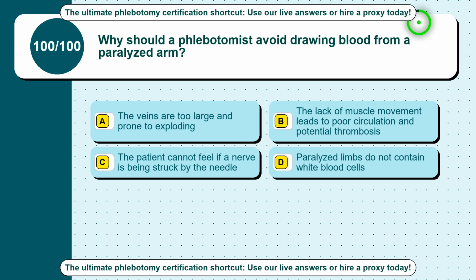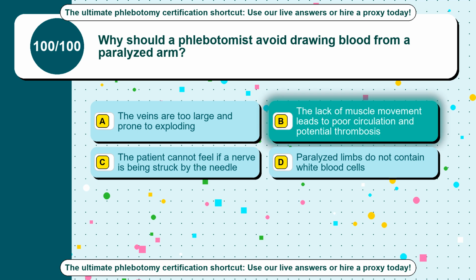Question 100. Why should a phlebotomist avoid drawing blood from a paralyzed arm? Option A. The veins are too large and prone to exploding. Option B. The lack of muscle movement leads to poor circulation and potential thrombosis. Option C. The patient cannot feel if a nerve is being struck by the needle. Option D. Paralyzed limbs do not contain white blood cells. The correct answer is option B.